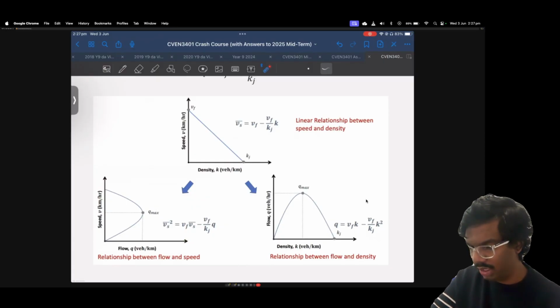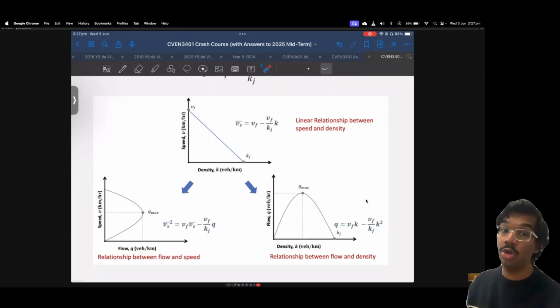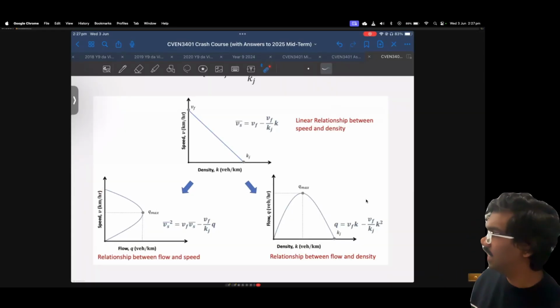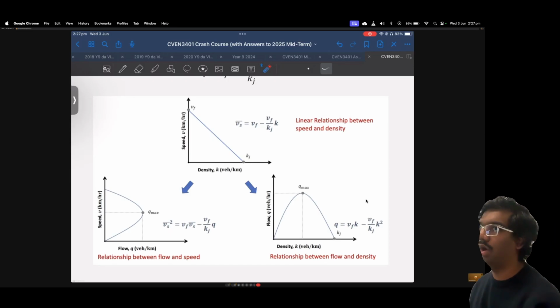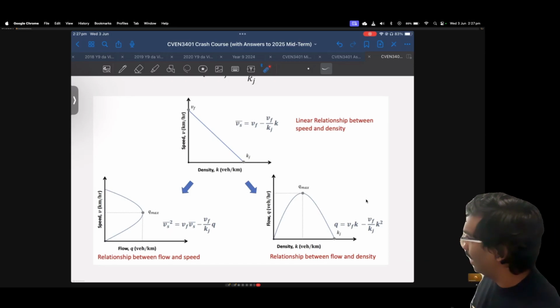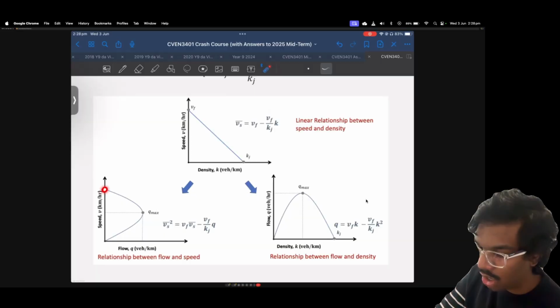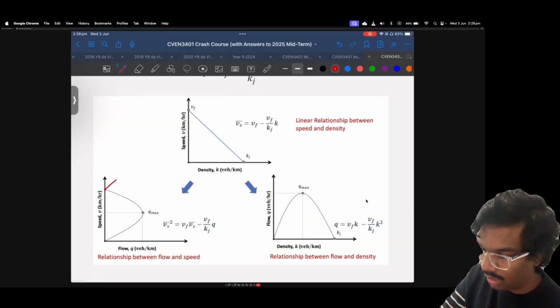Think about if we have zero flow. Theoretically, zero flow can mean two things. It can mean there are no cars on the road, so it's literally empty, with nothing moving, or it could mean there are too many cars on the road. You think about a traffic jam, too many cars. So it's quite an interesting paradox.